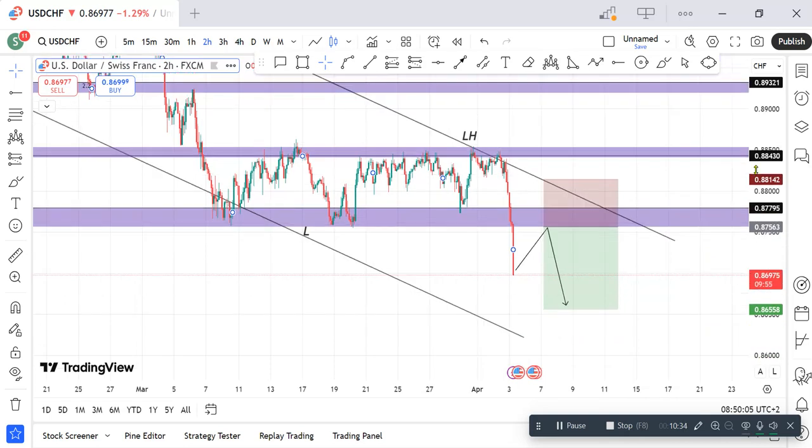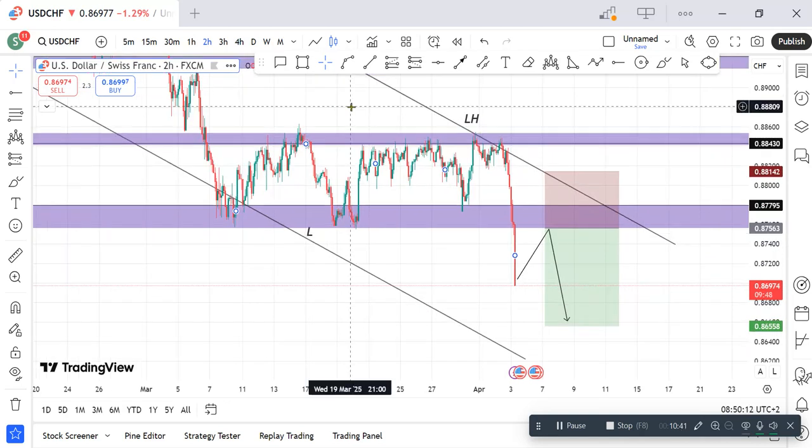Anyways guys, this is the overall, not weekly analysis, but my overall opinion of the USDCHF. But this is going to be a very beautiful trade, and I've been backtesting a lot of setups like this, and it's most likely to play out.